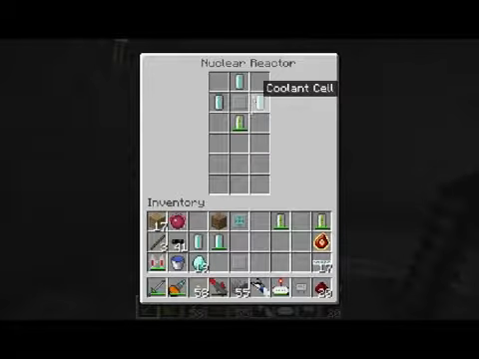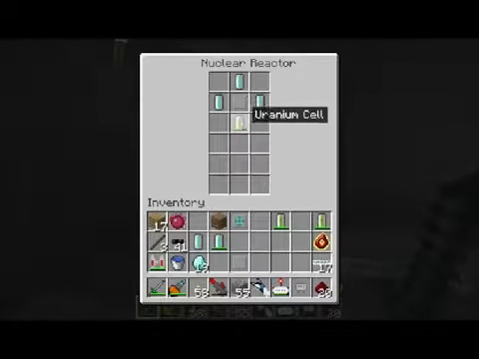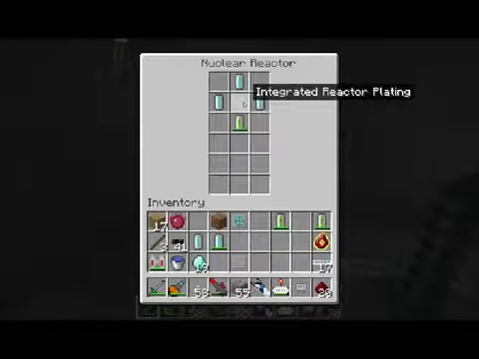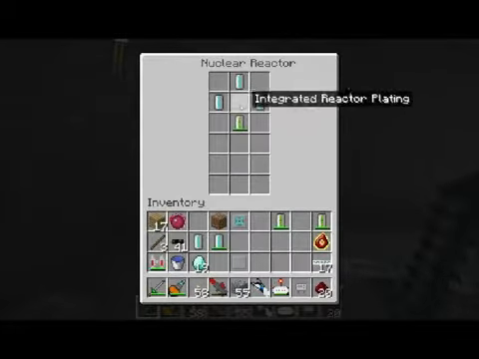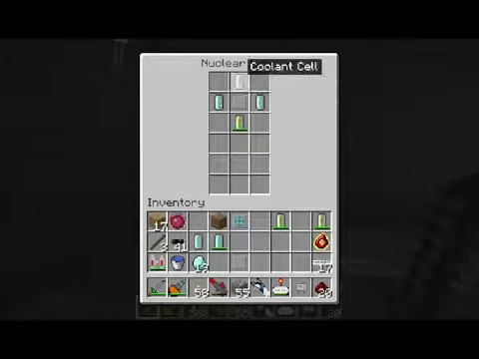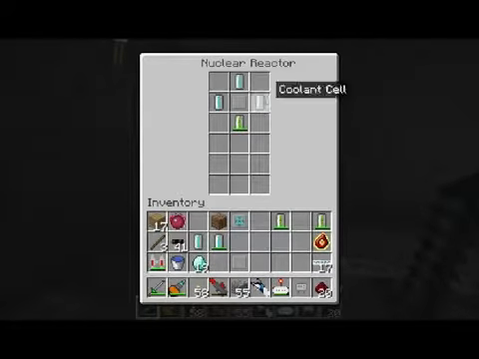So let's turn that on and see how that works. Because there's only 1 item next to this uranium cell, it should dump 10 heat per second into this integrated reactor plating. And this will divvy up that 10 heat into these 3. So they'll probably get about 3 each.